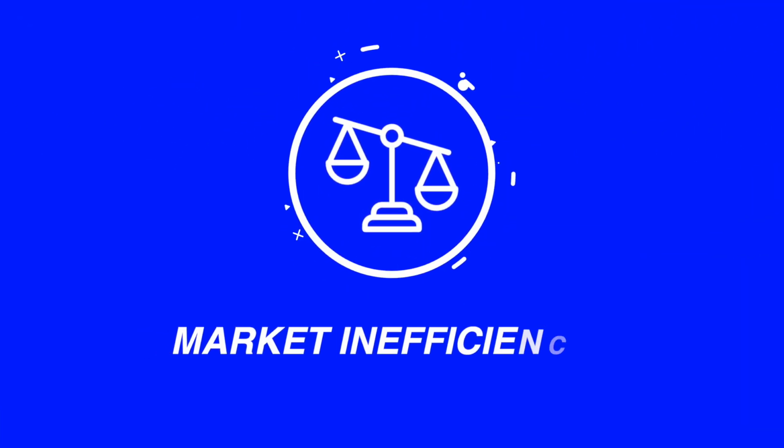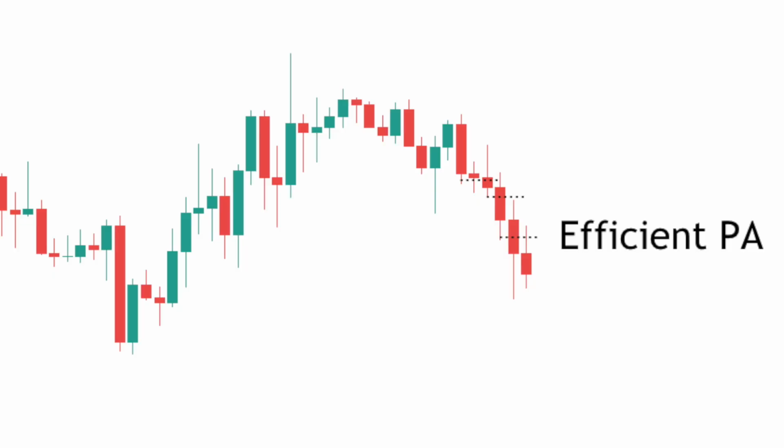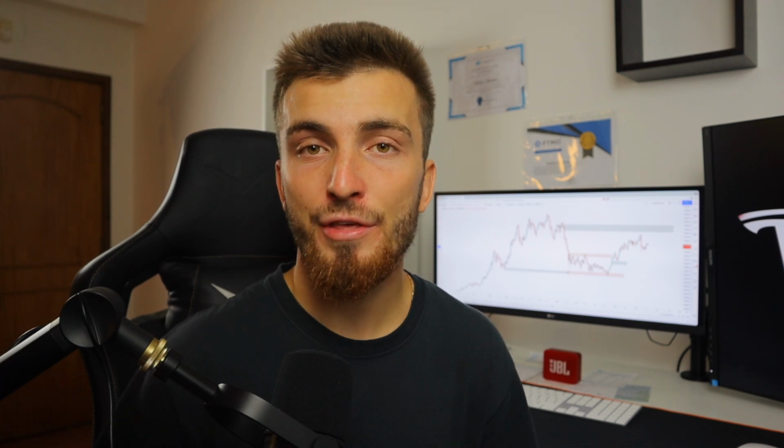But now let's talk about market inefficiency. Efficient price action is when the high or the low meet with the high or the low from the next candle, as shown here. Efficient price means that both buyers and sellers had enough time and liquidity to fill their positions. Everyone had access to the liquidity to fuel the move.